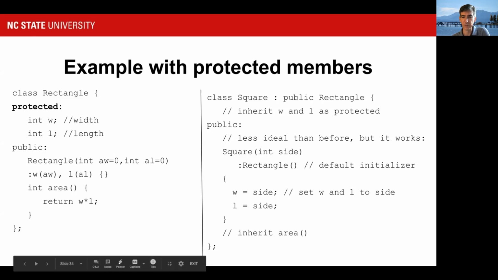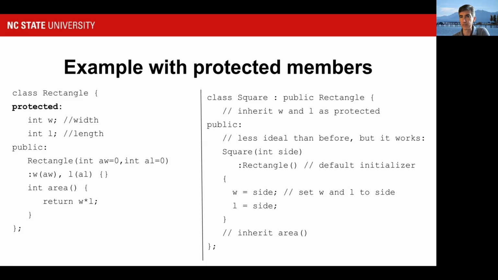And then area is inherited. I don't need to change area. But now my square object has at least the ability, if it wants it, to access W and L directly, and it could even modify them if it had a good reason to.